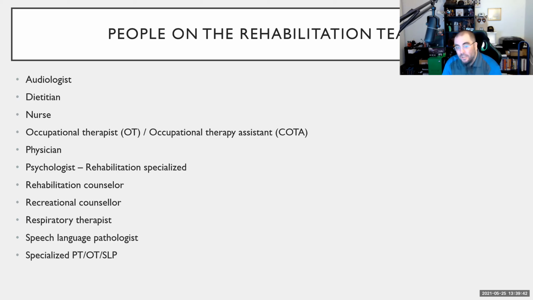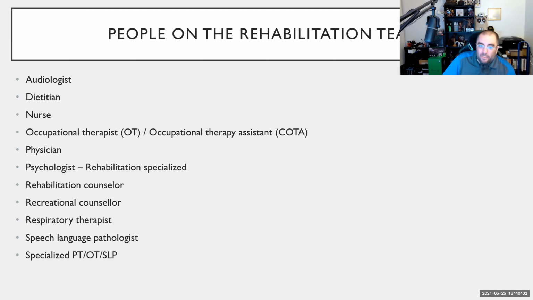Psychologists, especially rehabilitation or rehabilitative psychologists, are specialized in working with the way somebody's mind works. And they can be really good for picking apart a patient's thought process, especially if you ever work in like the lockdown units or something like that.